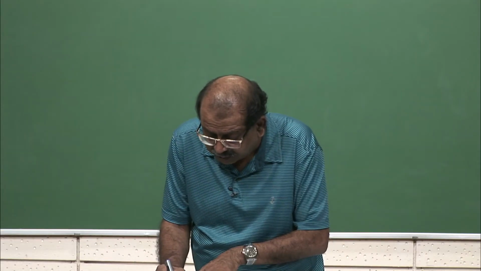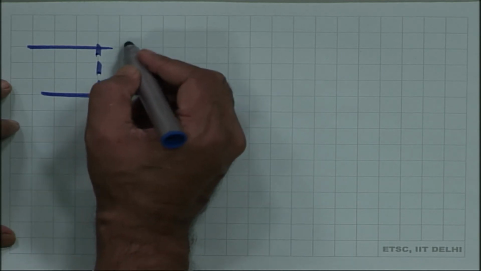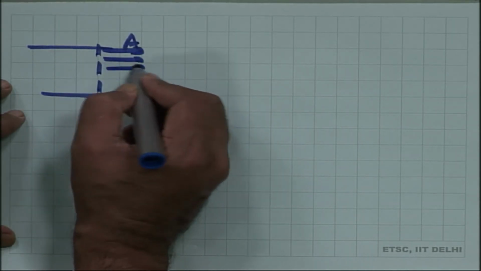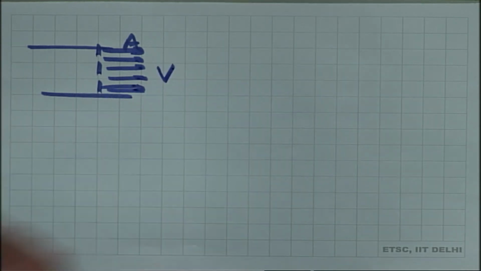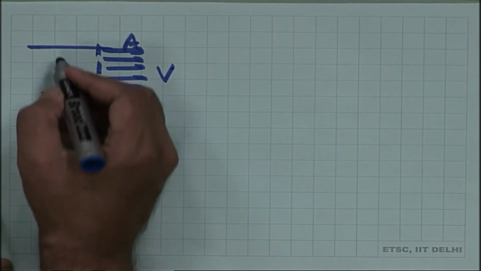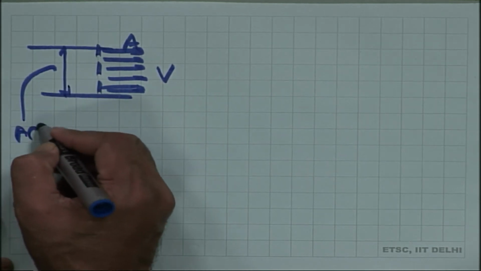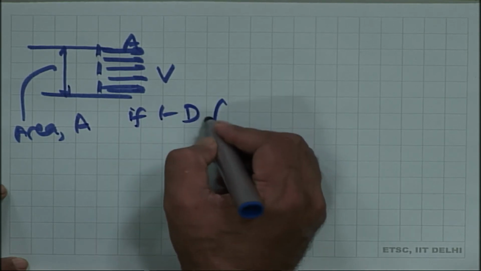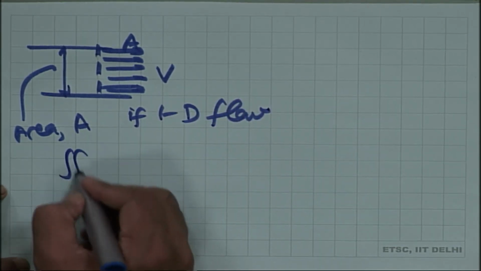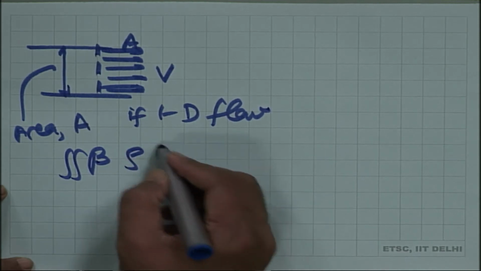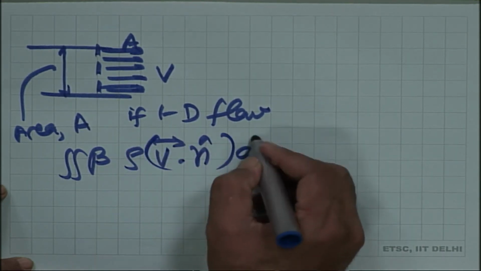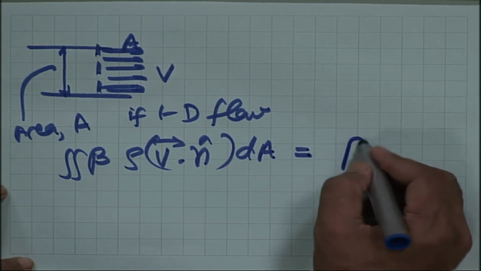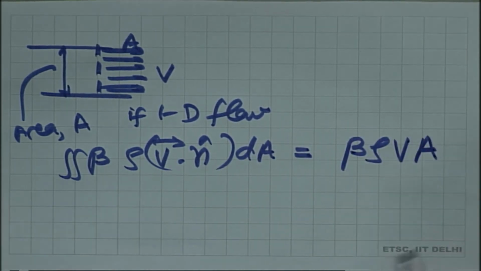So, let me just show you with an example. Suppose there is a pipe of area A and the velocity here is equal to V, and the area here is A, and if 1D flow, then integral beta times rho V dot n dA will become equal to beta times rho VA, okay, because velocity is uniform.